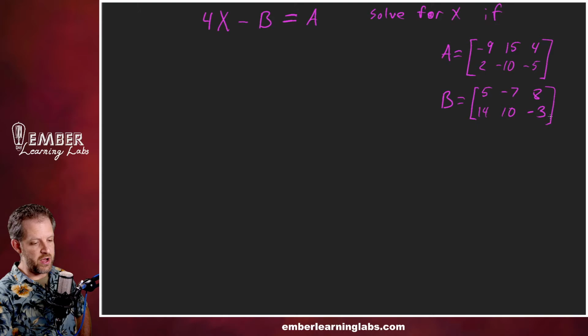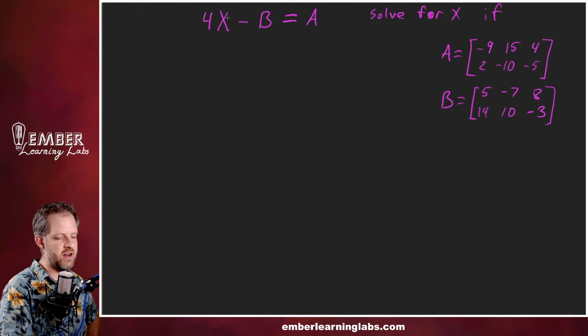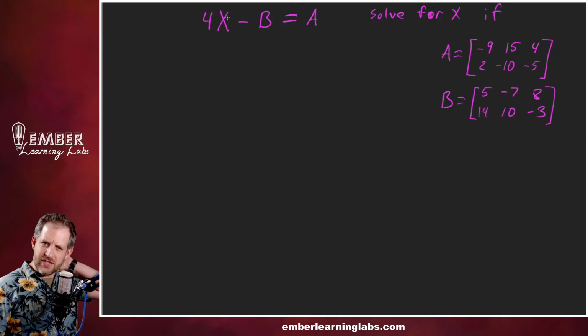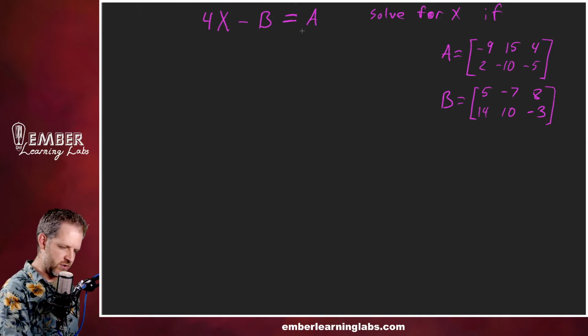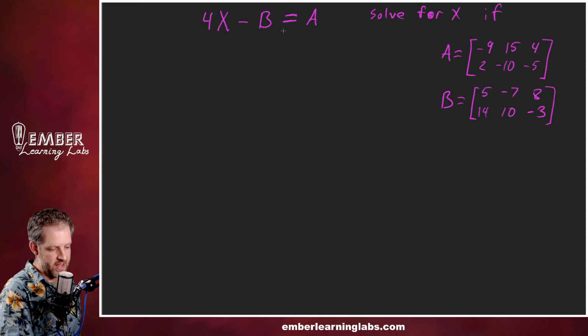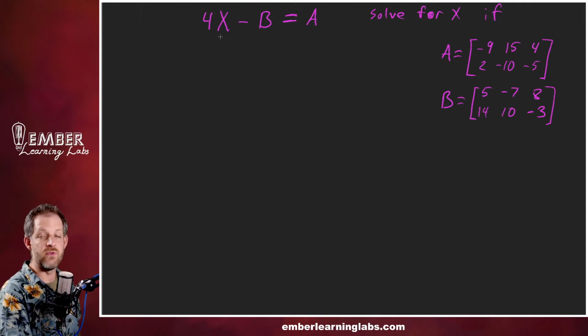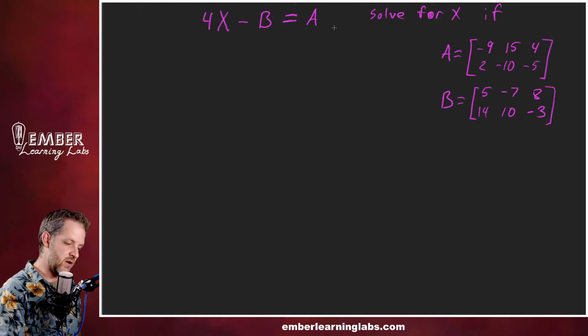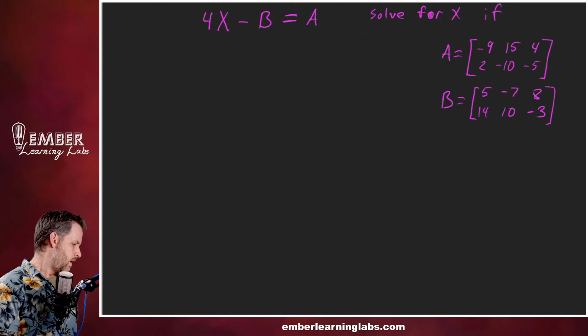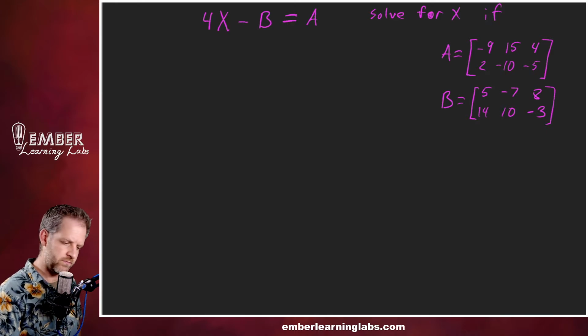So you could just plug these entire matrices in here and then solve for X with it all chucked in there. But it's going to be easier if we do a little bit of good old-fashioned algebra on this first and solve this equation for X. Okay, so to solve this for X, we got to get rid of this B. So to get rid of the B, we would add B to both sides. So plus B.